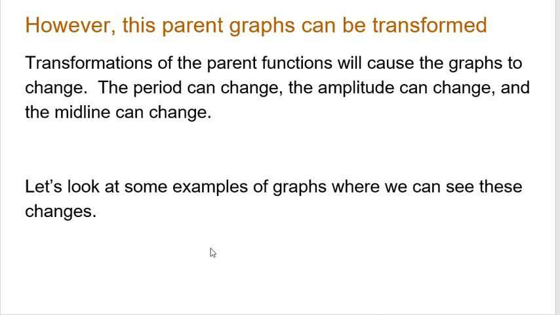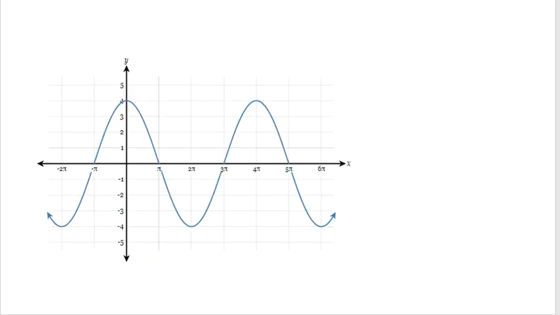So there's 2 ways that we're going to look at this in this video. We're going to look at some graphs, and we're going to see how we could see these changes in the graph. And that's actually pretty easy, and we'll go through a couple examples. But then we want to look at how we could see these changes in the actual function. So let's look at some graphs first. So here's a graph, and we want to try to figure out what's going on here.